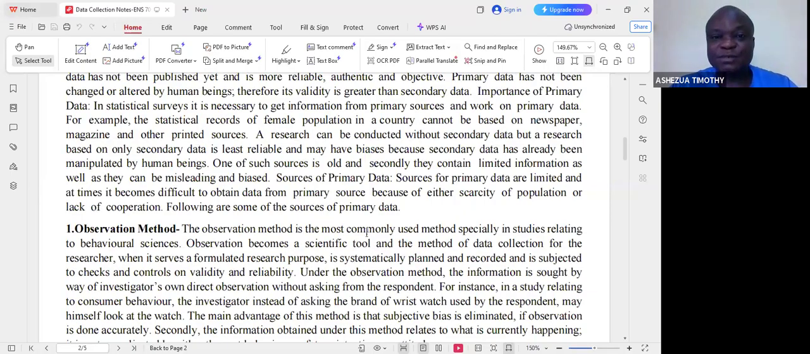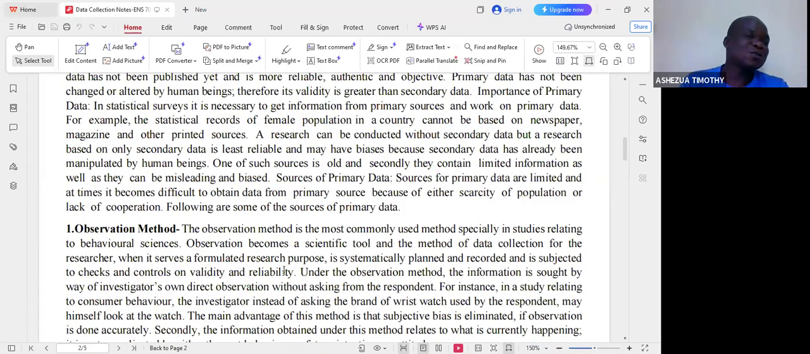The observational method is the most commonly used method, especially in studies relating to behavioral sciences. Observation becomes a scientific tool and a method of data collection for the researcher when it serves formulated research purposes. It's systematically planned and recorded and is subject to checks and control on validity and reliability. Just like I told you, it's a systematic approach.